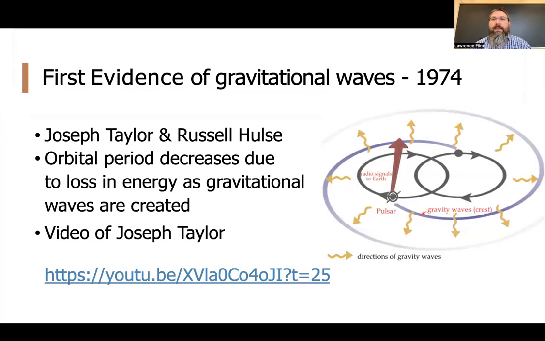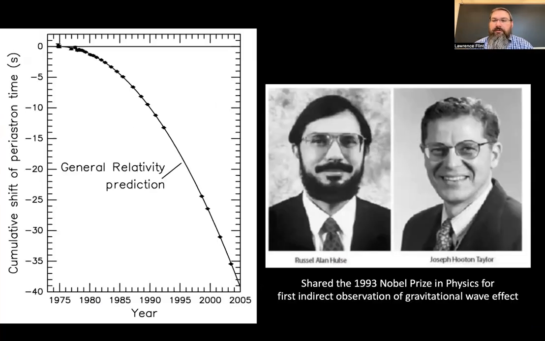So the first evidence of gravitational waves came from Joseph Taylor and Russell Hulse in 1974. There's a video that I've linked here. You should watch it. It's a short little interview with Joseph Taylor starting at 25 seconds. And here's a picture of Hulse and Taylor. They were awarded the 1993 Nobel Prize in Physics for the first indirect observation of gravitational waves.